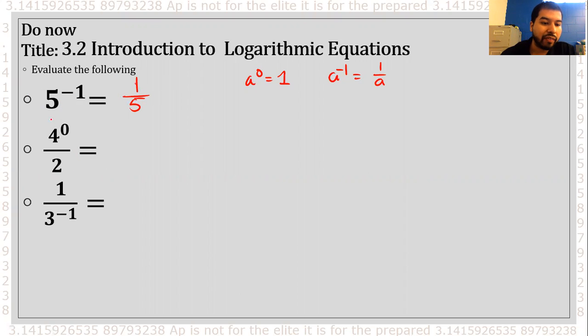Alrighty, so here we have a mixture. Here we got two different things going on. We got 4 to the 0, and we saw this identity right here. So 4 to the 0 is just 1, and the 2 stays in the denominator.